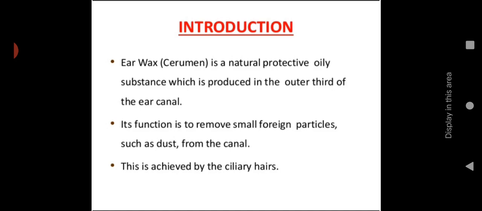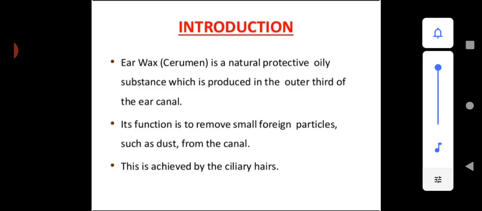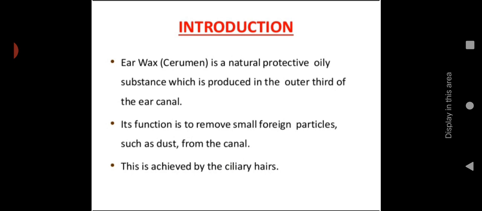It helps to prevent the entry of foreign bodies into the ear. It is produced in the outer third of the ear canal, and you can see the wax glands in the outer third of the ear canal, or auditory canal. Its function is to remove foreign particles such as dust from the canal. So it won't allow dust into the ear canal. It helps to prevent the entry of dust, and also helps to remove the foreign particles.